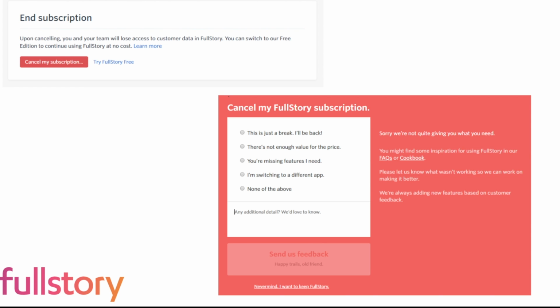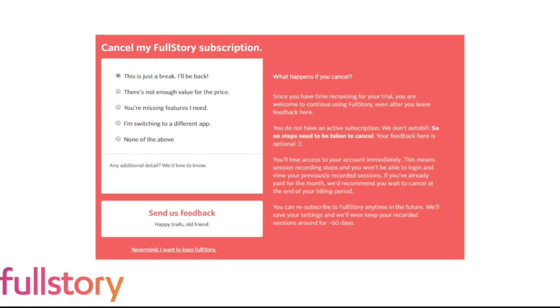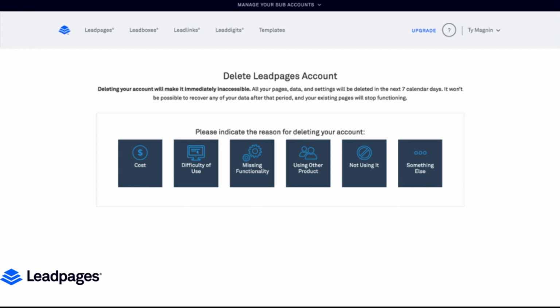This one is for Full Story, one of my favorite products. When you've hit cancel, they split the screen between multiple radio options. When you choose one of them, they give you the solution, or make you understand what process is going to happen when you cancel and what's going to happen with all your data, which is important. And they're always trying to get feedback as to why you're canceling, which is super important because that helps you become smarter with your product.